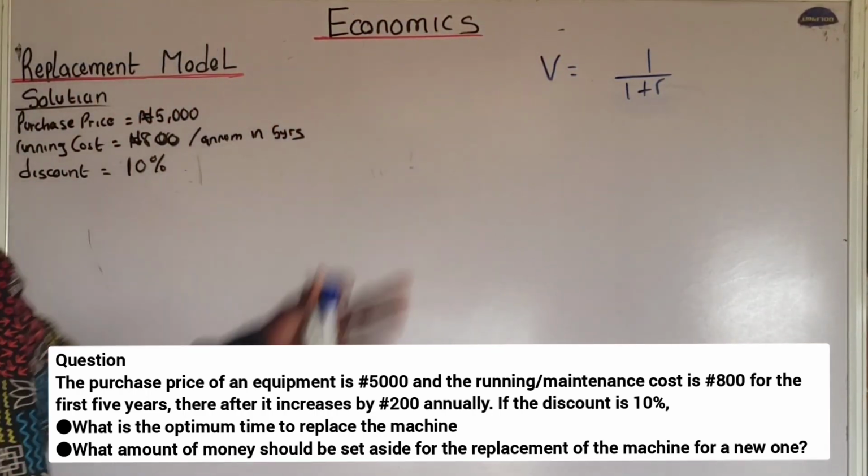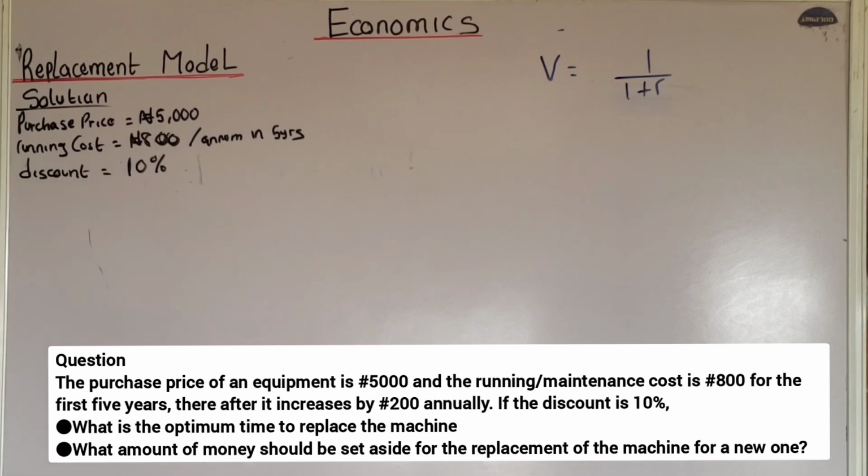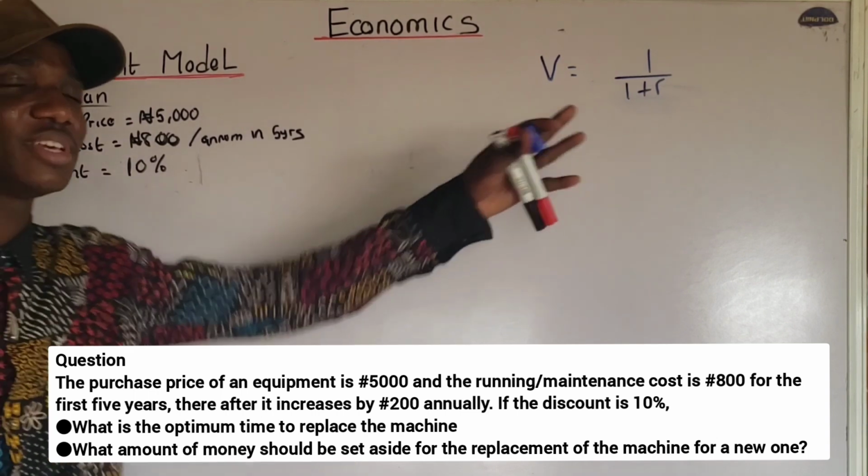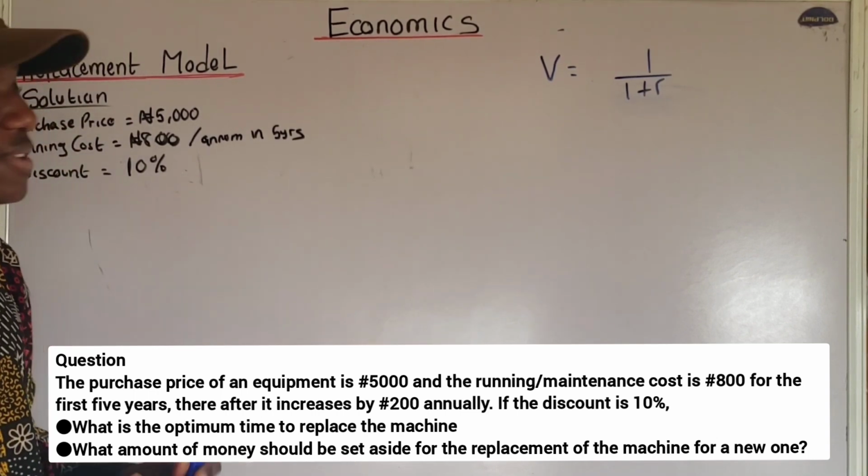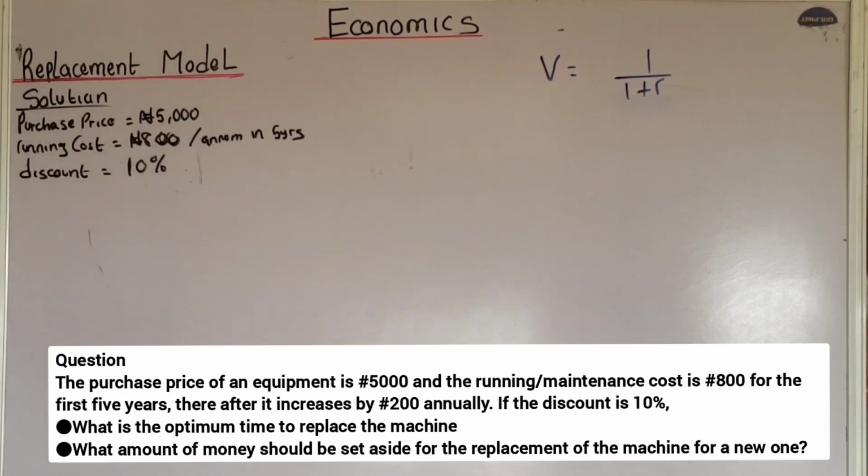The V that you have here means the value of the asset, you understand? And R is the discount rate. Are you paying attention? That is the first formula. Okay, now let's proceed to the second formula.